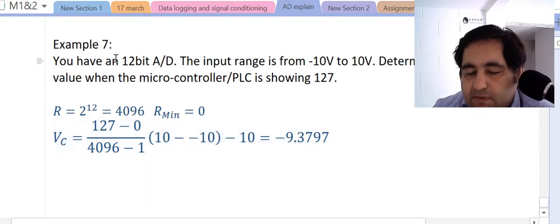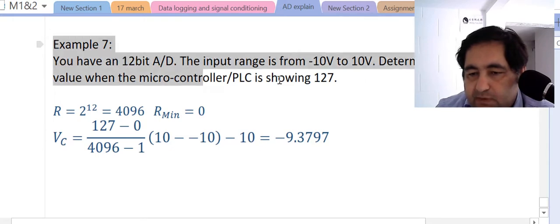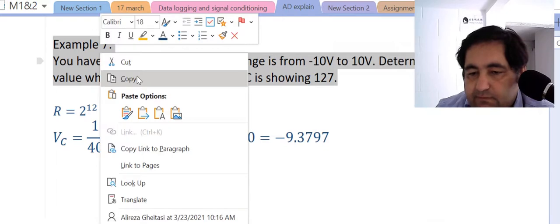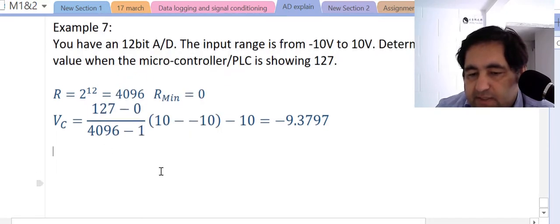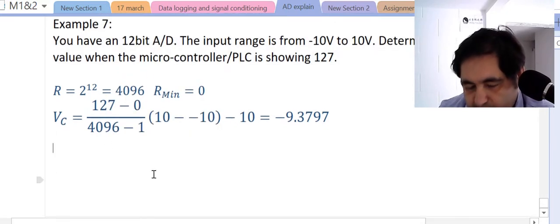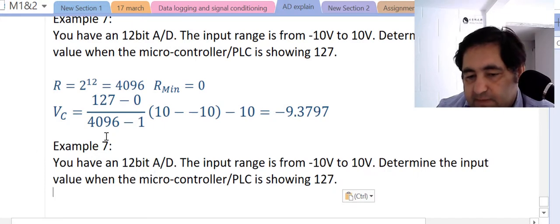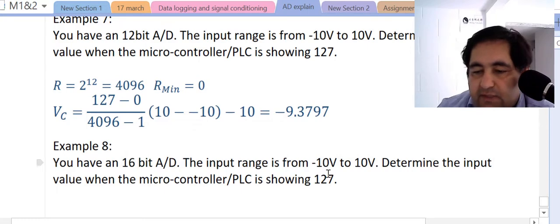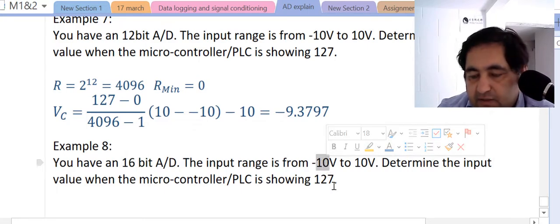Okay, so this is example 7. Let's go for another example. Example 8. Okay, 12 bits, I turn it to 16 bits A to D. The input range is from, I change the input range as well.